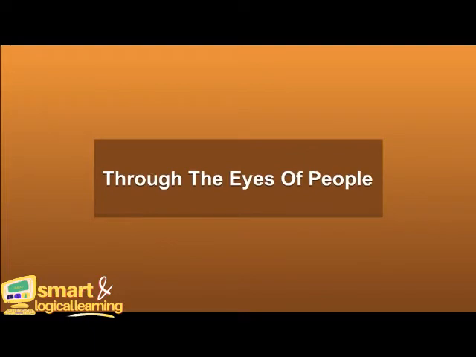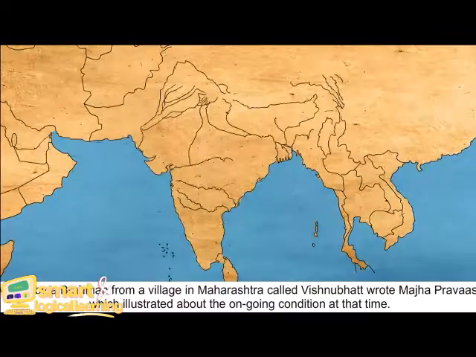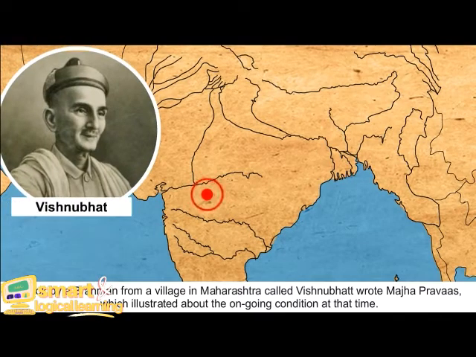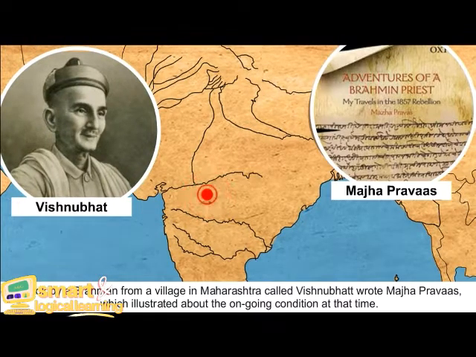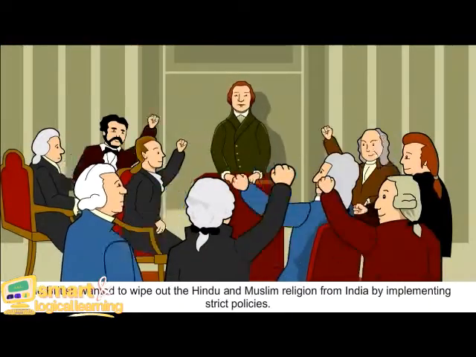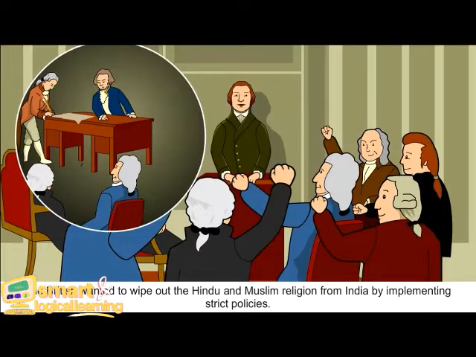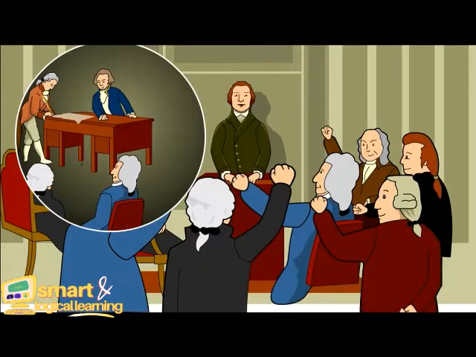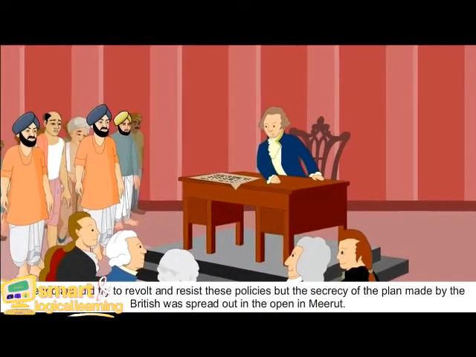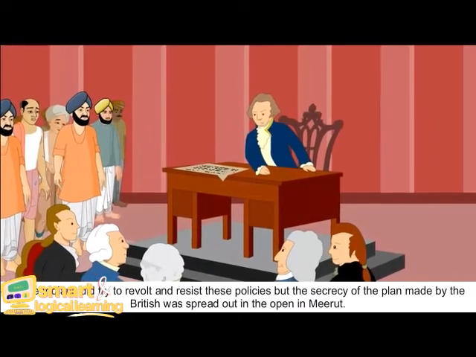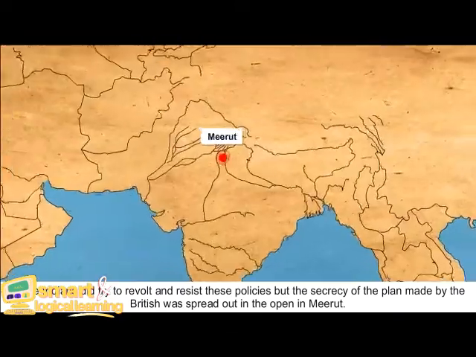Through the eyes of the people. A book by a Brahman from a village in Maharashtra, Vishnu Bhatt, called Majha Pravas, illustrated the ongoing conditions at that time. The British wanted to wipe out the Hindu and Muslim religions from India by implementing strict policies. Some Indians did try to revolt and resist these policies, but the secrecy of the plan made by the British was spread out in the open in Meerut.